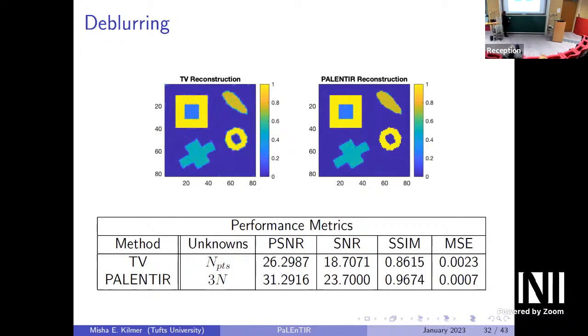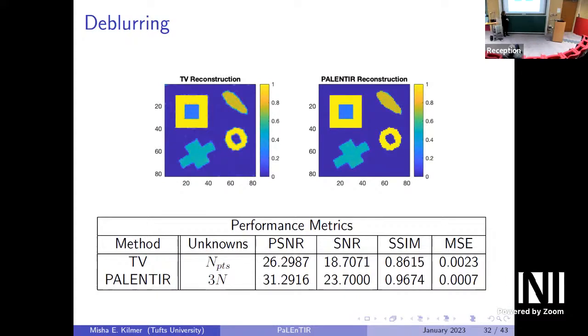So here is the total variation reconstruction for this problem. It wasn't very blurry, so it does pretty well, but here's our PaLENTIR reconstruction. And I believe this was a 7 by 7 grid of basis functions. So in other words, capital N is 49, relative to, I think, an 82 by 82 image here.